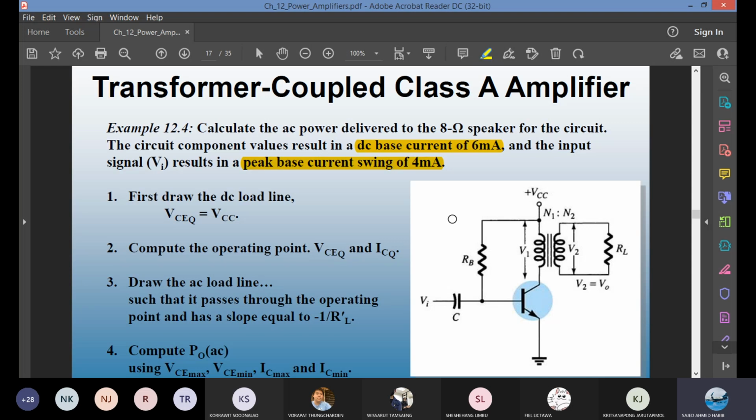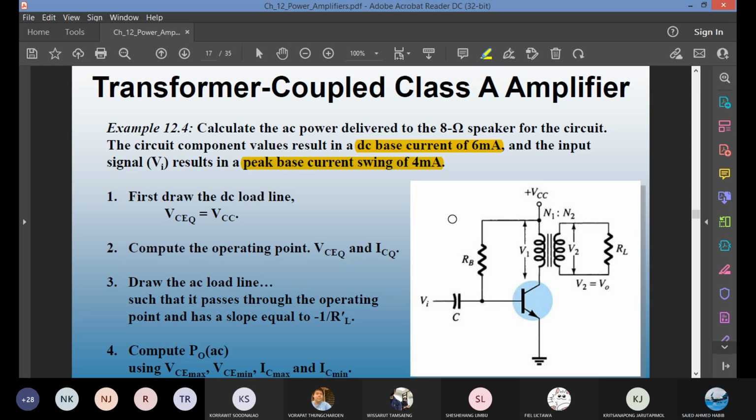You tell me now, which one is IB and which one is IB peak? IB is 6 milliamp. Yes. IB is 6. IB peak is 4. So 6 plus 4, the upper limit will be 10 milliamp. And 6 minus 4, the lower will stop at 2 milliamp.